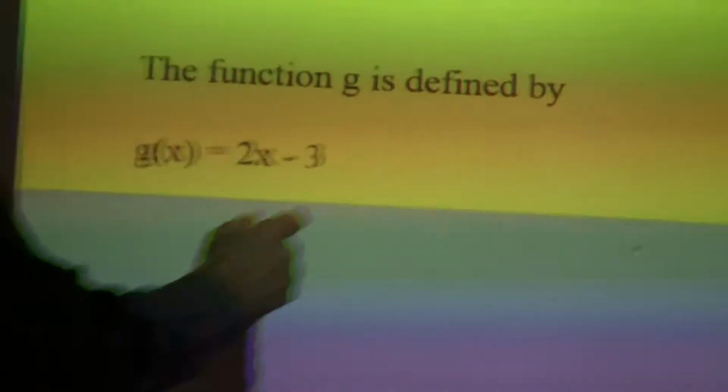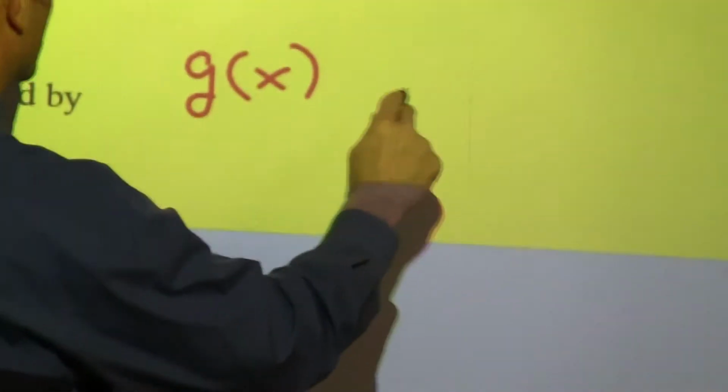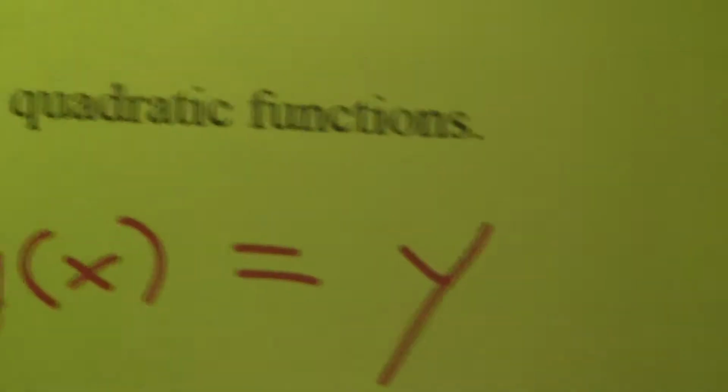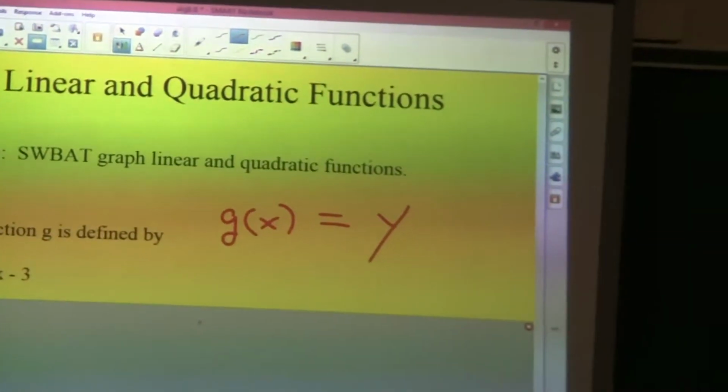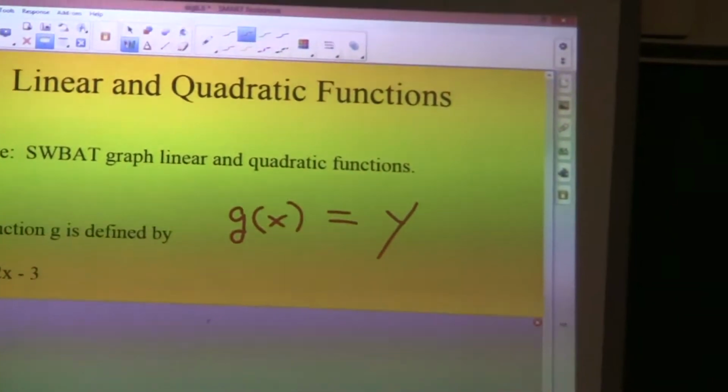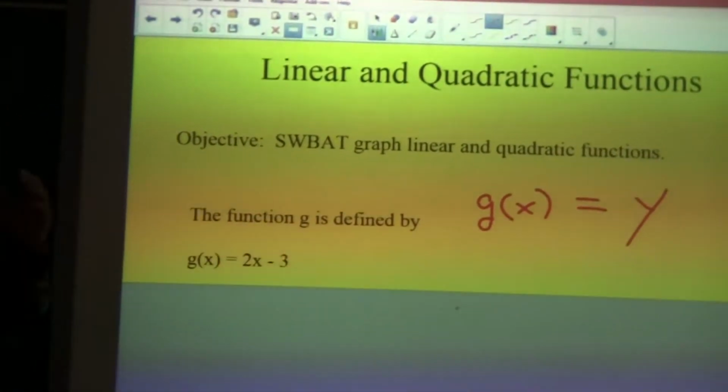G of x is virtually the same thing as y. Is everybody with me? So this is a linear function. A linear function meaning a straight line.